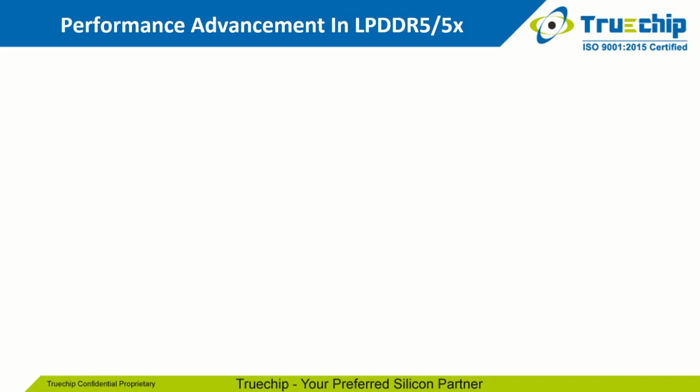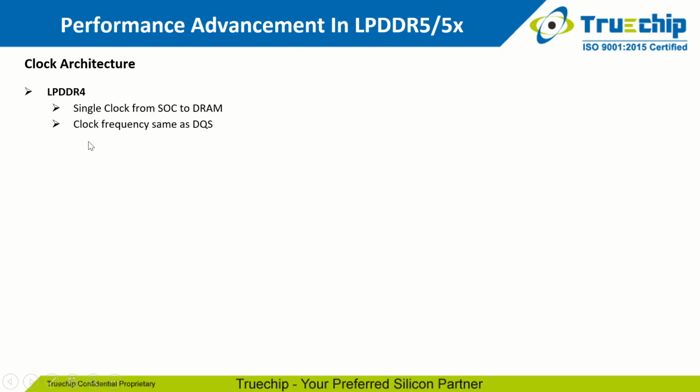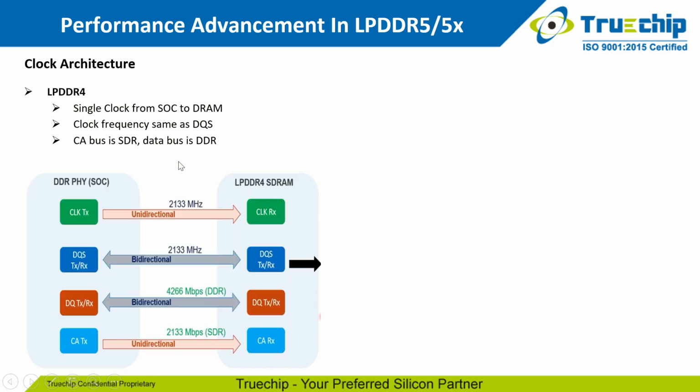So we will be looking at the clock architecture. Here is an example of LPDDR4 in which a single clock from the SoC to the DRAM is 2133 MHz. The clock frequency is the same as DQS, 2133 MHz. CA bus is SDR, which is single data rate, with the same Mbps. Data bus is DDR of 4266 Mbps.